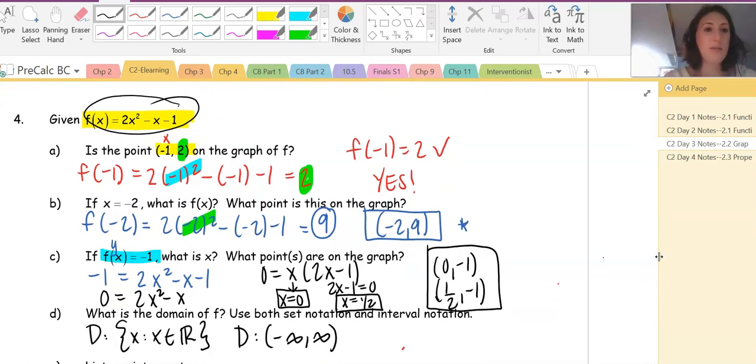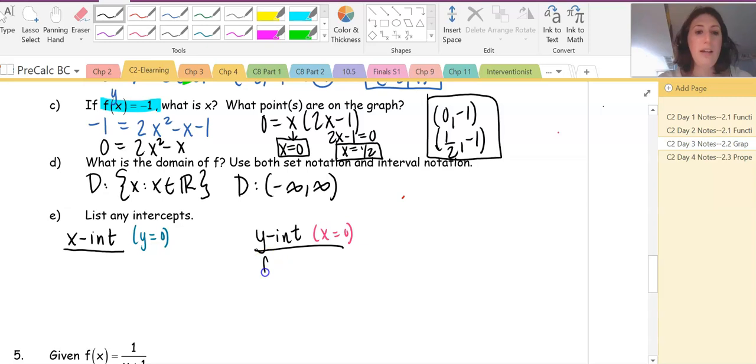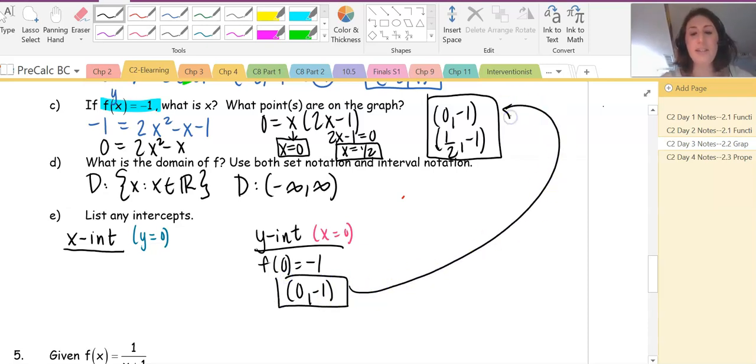Okay, y-intercept is usually easier because you can just kind of look at it, right? If I plug a 0 in for x, boom, boom, that cancels, we get -1. All right, that's it. So f of 0 equals -1, so your y-intercept is 0, -1. You also may have already known that because of that point right there.